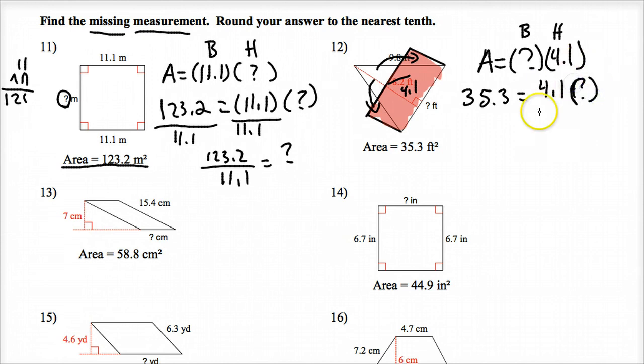We don't know what that is though. So how do we figure it out? You just divide by 4.1. So there's a lot of division going on here, because you're working your way backwards to see what was the piece that you multiplied by previously.